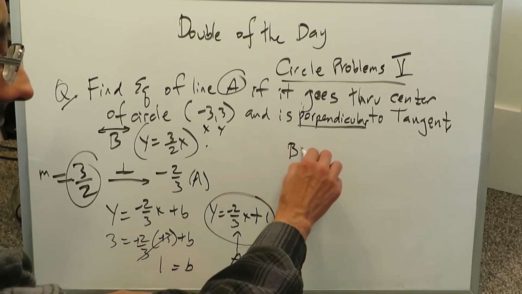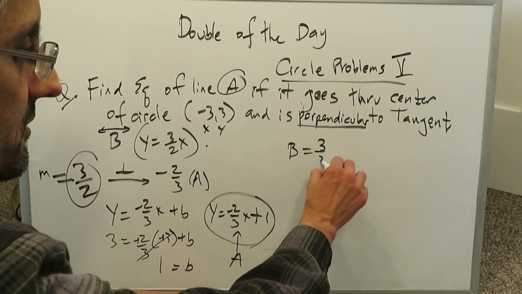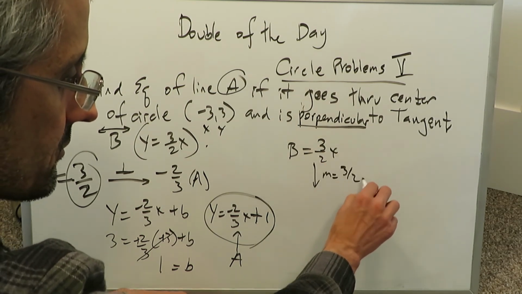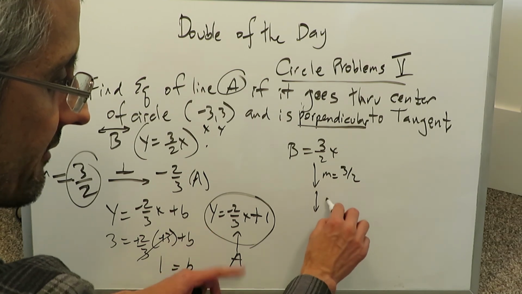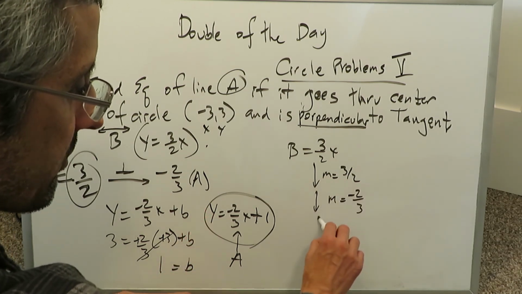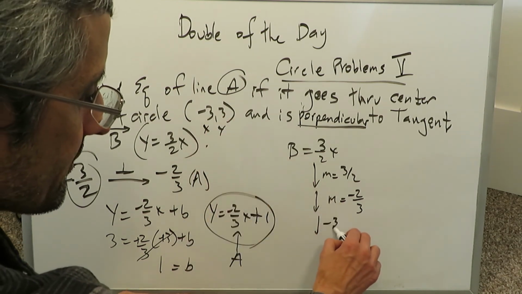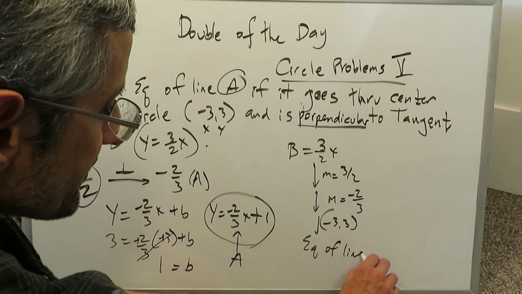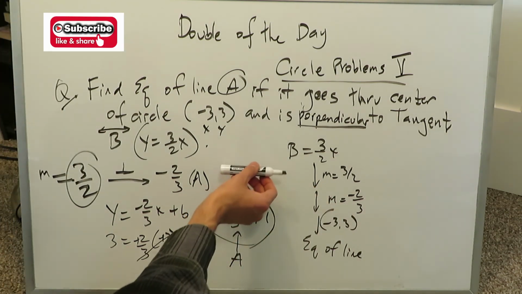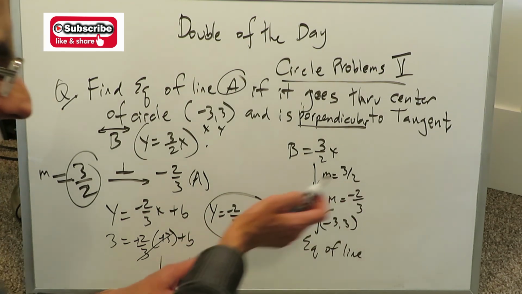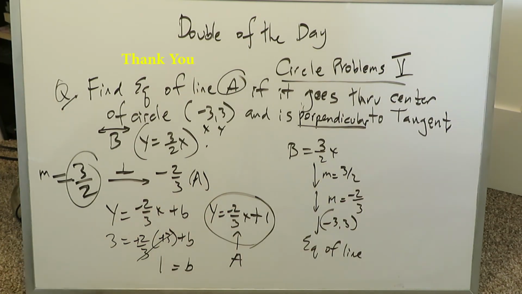So keep in mind, the equation of line B was y is equal to 3 over 2x. Its slope was equal to 3 over 2. We had to find the negative reciprocal for line A, which was minus 2 over 3. We plugged in these values minus 3 comma 3, and we were able to find the equation of line A. And the most important property you had to know was that the line tangent to your circle going through the radius, which happened to be line A, should be perpendicular. Therefore, we had to do this negative reciprocal. With that, we'll end this question.